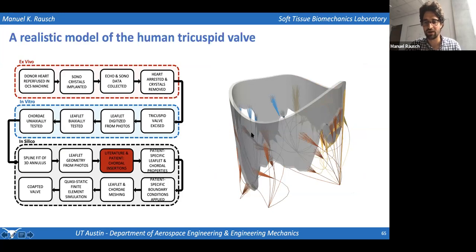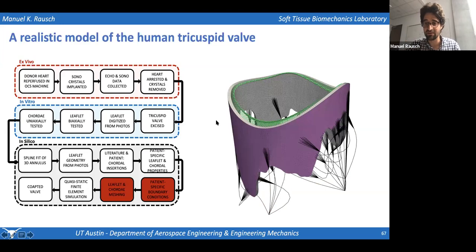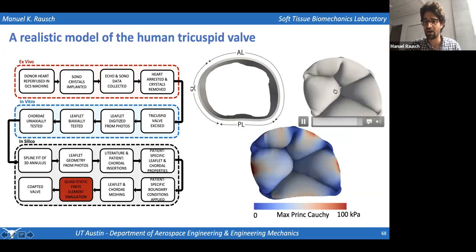Now, based on literature reports as well as pictures of our own valves, we can insert these chordae tendineae that enter sort of into this ventricular surface of these valves. And additionally, because we have the sonomicrometry crystals on the annulus throughout the cardiac cycle, we can also impose kinematic boundary conditions to the annulus. So we can actually have the valve contract throughout the cardiac cycle. And then we discretize this geometry, the chordae as well as the leaflets. And we can now run finite element simulations of this tricuspid valve.